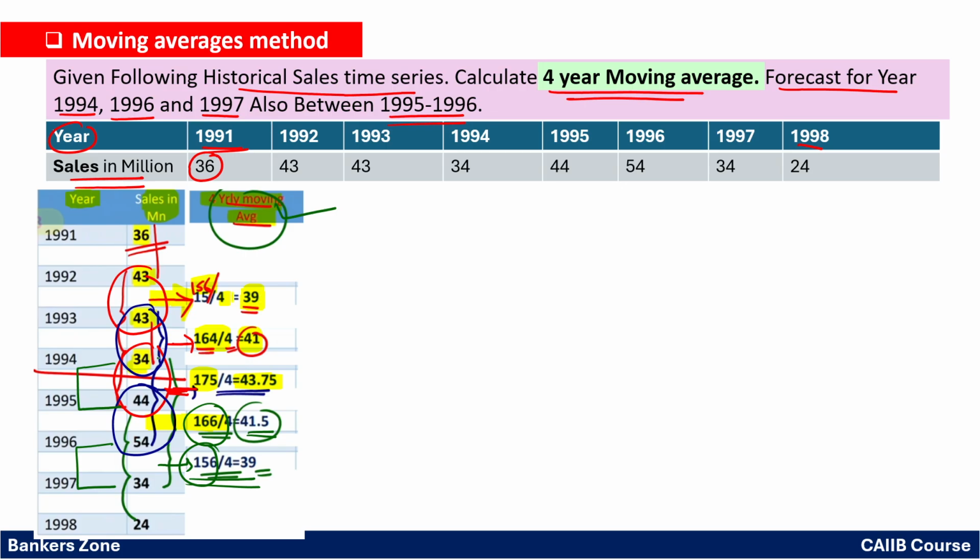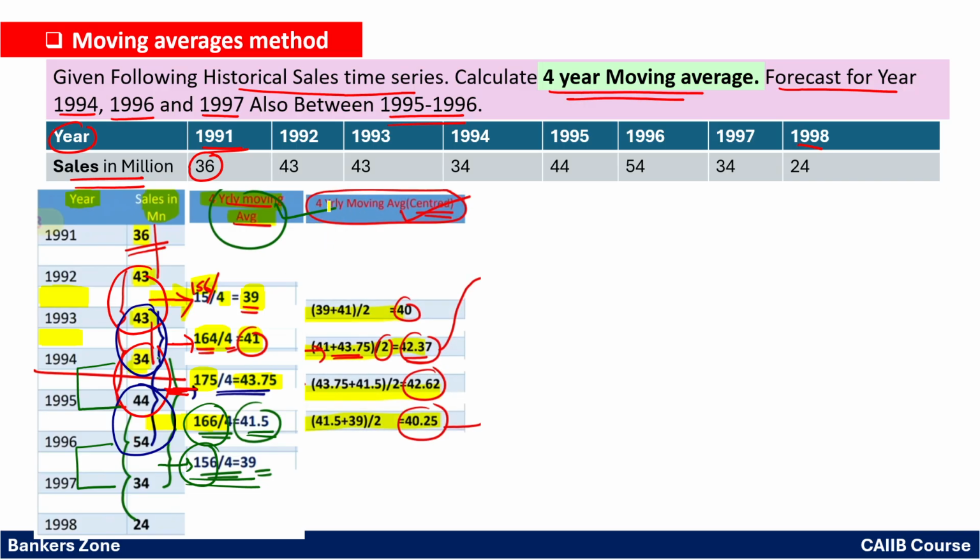But the 39 represents the value between 92 and 93. 41 is between 93 and 94. So we have to plot the graph, and for that purpose we need the centered value. How to find the 4-year moving average centered value? Simply find the mean value, that is 39 plus 41 upon 2, then 41 plus 43.75 upon 2. You have to simply find the average of those 2.